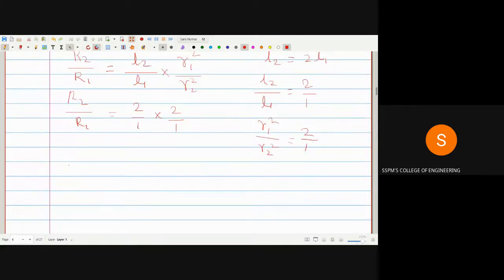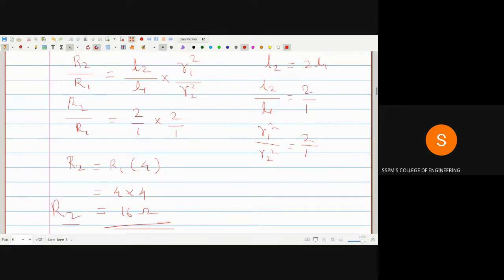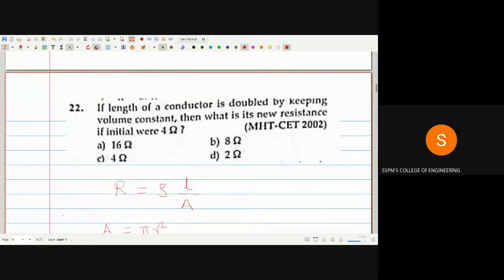So R2 is equal to R1 multiplied by 4. So initial value of the resistance is given 4. So 4 into 4 is 16 ohm. So what is the correct answer? 16 ohm is the correct answer. The option का असणार इथे, option A is the correct. इथं आपण हा इक्वेशन यूज करतोय, R is equal to rho L by A, where L is the length of the wire and A is the cross sectional area of the wire. Isn't it?